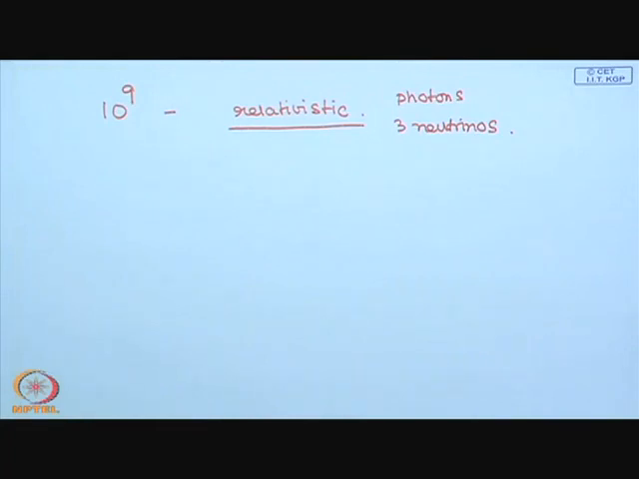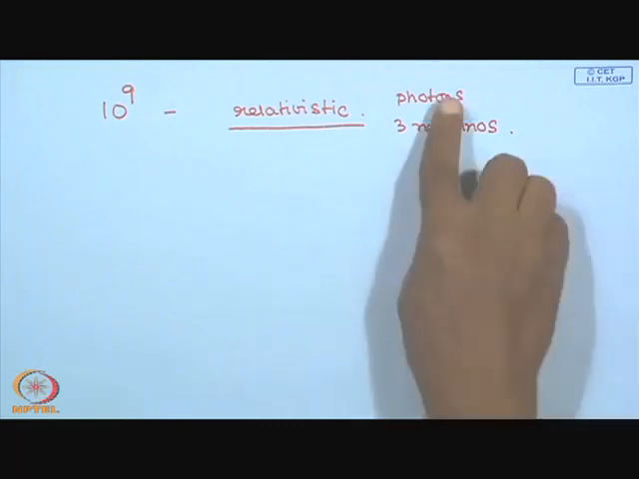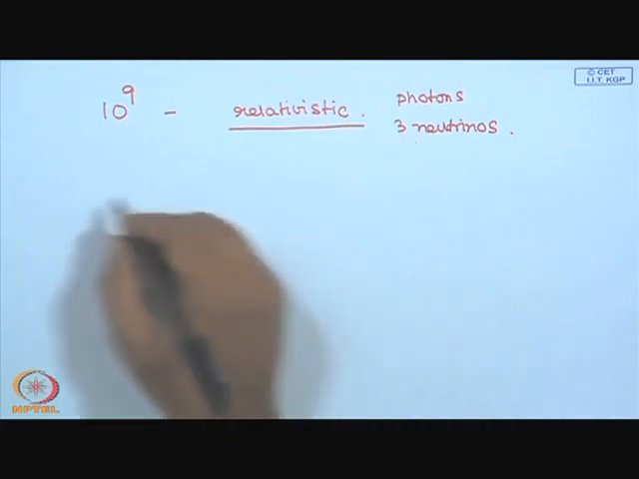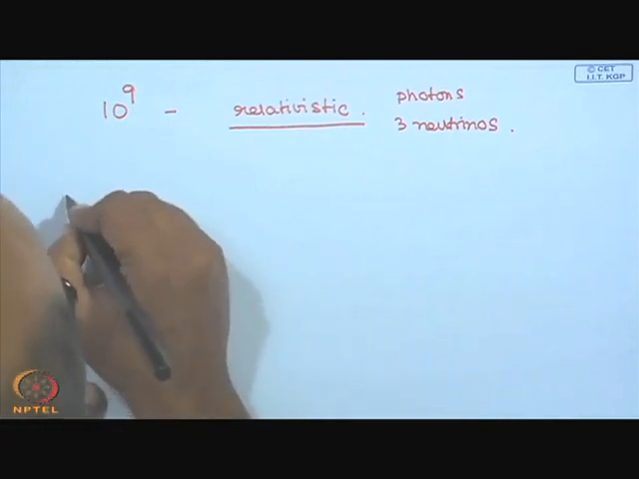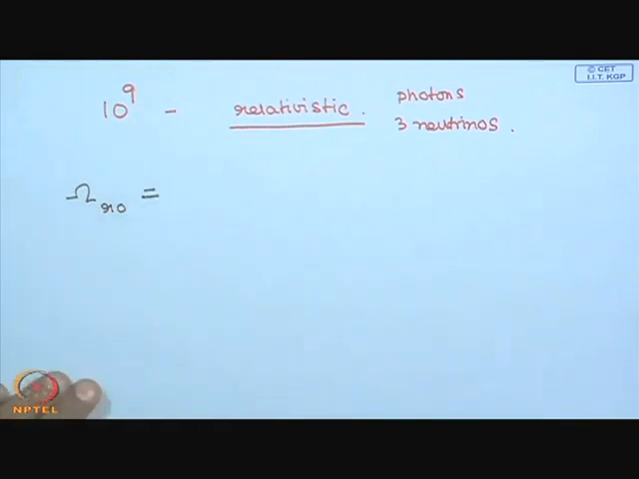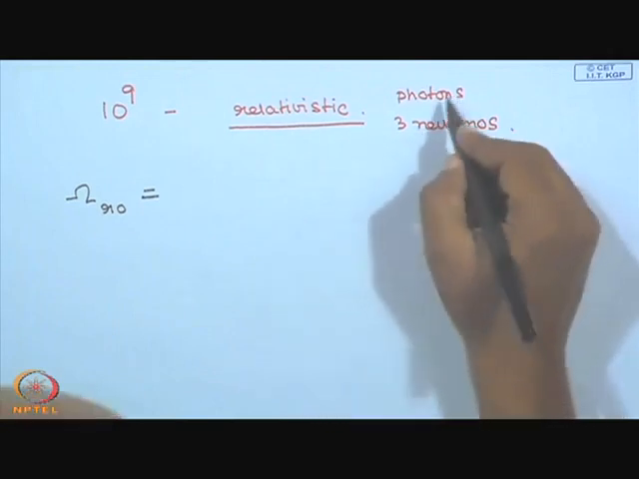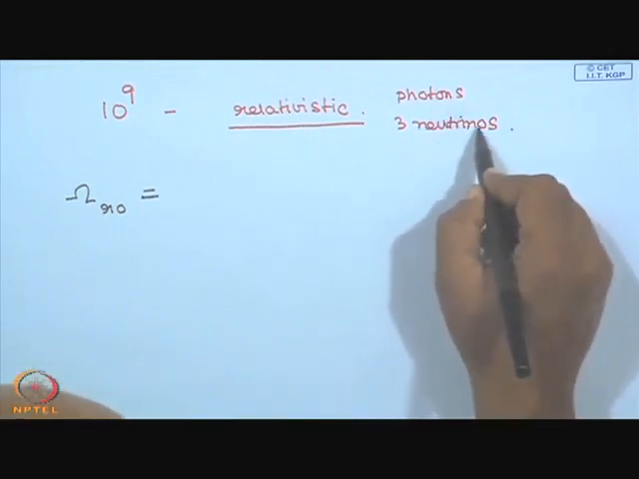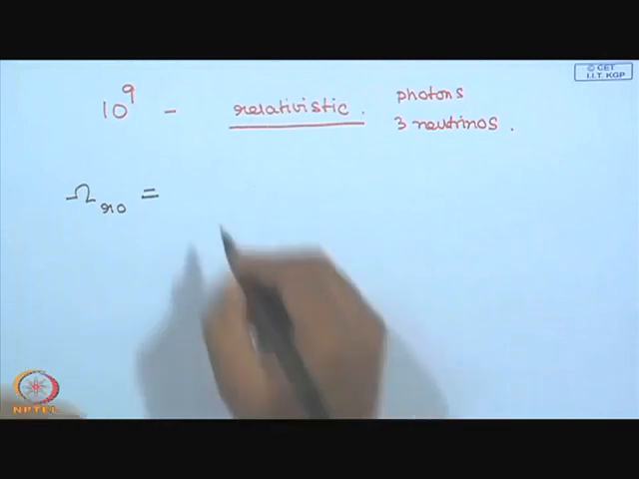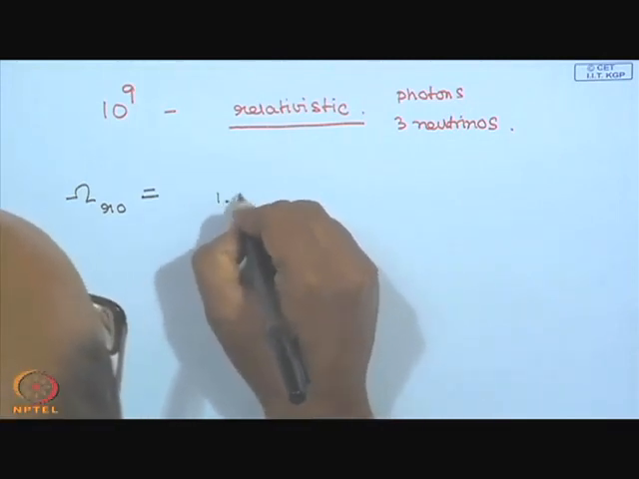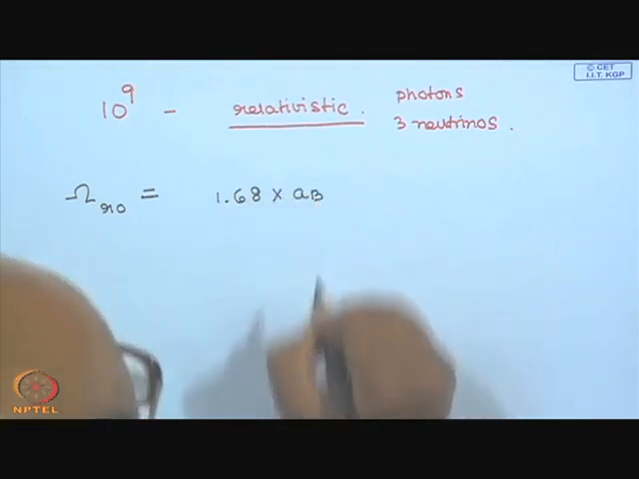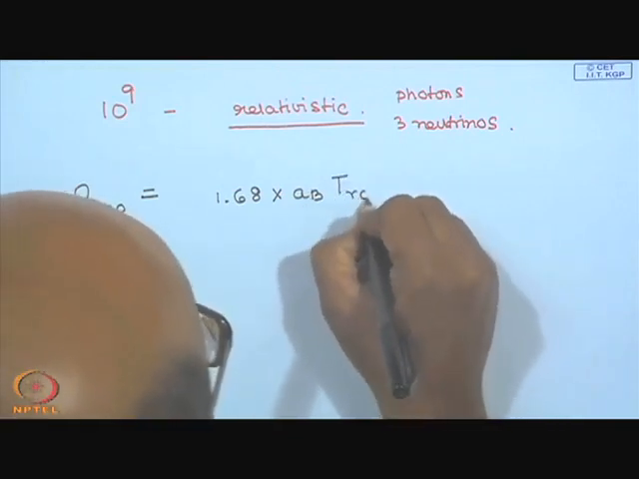And if you calculate the density parameter corresponding to these constituents, that is the present value of the density parameter omega r naught, then we have seen that this combination of photons and three massless neutrinos, whose temperature is somewhat lower than the photons, gives us a final contribution of 1.68 into energy density into the Stefan-Boltzmann constant into the present temperature of the CMBR.